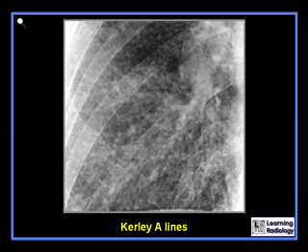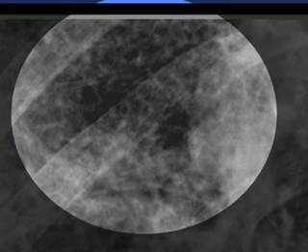An overlapping network of Kerley A lines will produce a picture very similar to this in patients with pulmonary interstitial edema. You can see that there is a fine reticular lacy pattern of increased interstitial markings.